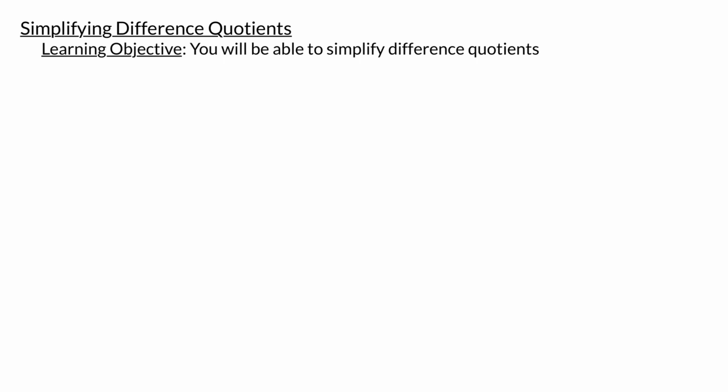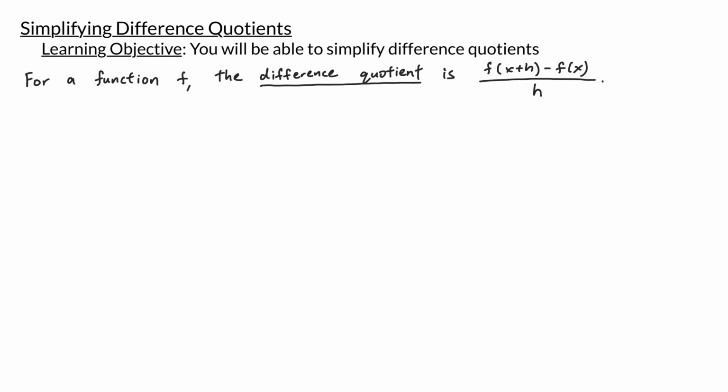In this video, we'll be learning about a mathematical expression called the difference quotient. For a given function f, the difference quotient is the expression f of x plus h minus f of x, all divided by h. For now, the difference quotient is just a complicated expression that we want to simplify. In the future, we'll learn about its significance when we talk about rates of change.